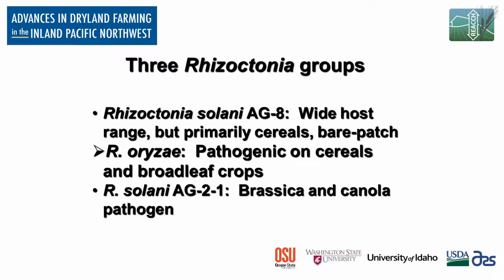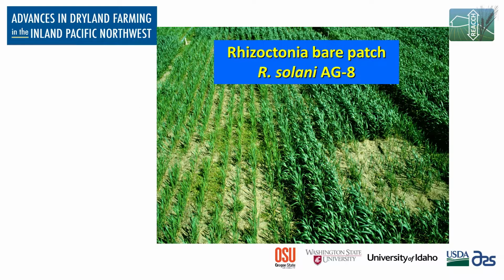The 3 groups we'll deal with are Rhizoctonia solani AG8, which is the one that's most problem on cereals, but can also attack some other crops. This is the one that causes bare patch. When you see these pictures, there'll be nothing really that you can mistake this disease for. The second one is Rhizoctonia oryzae, also pathogenic on cereals and some broadleaf crops. And the last one we'll look at is more of a specific problem on brassicas and canola, and that's Rhizoctonia solani AG2-1.